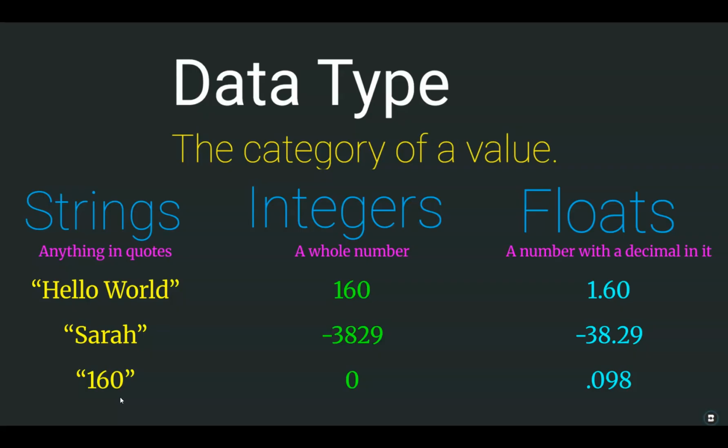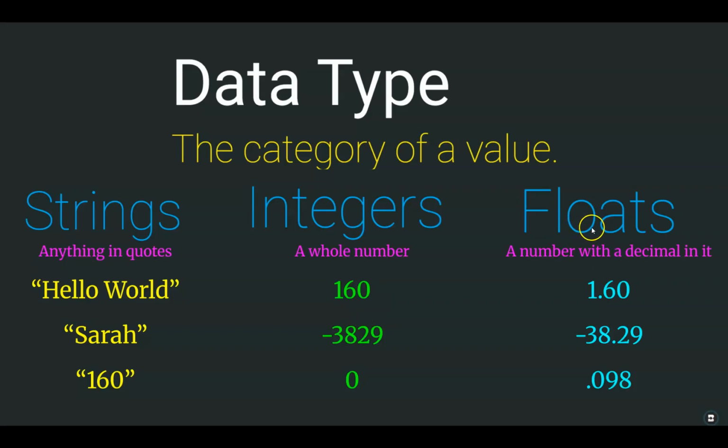An integer is a whole number. So any number that does not have a decimal and is not in a quote. So 160 is an integer here. It's not an integer here because it's in quotes. But without quotes, it's an integer. Minus 3,829, even 0. Those are all integers, and these can be computed, but they can't be printed.